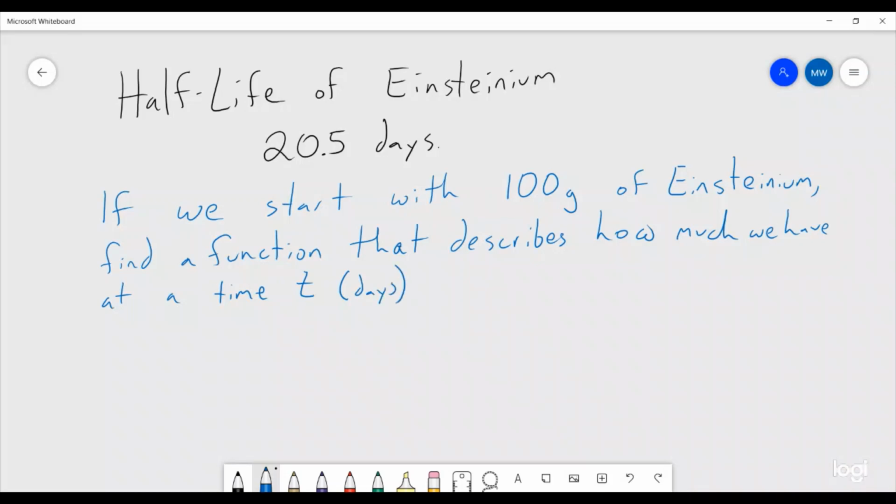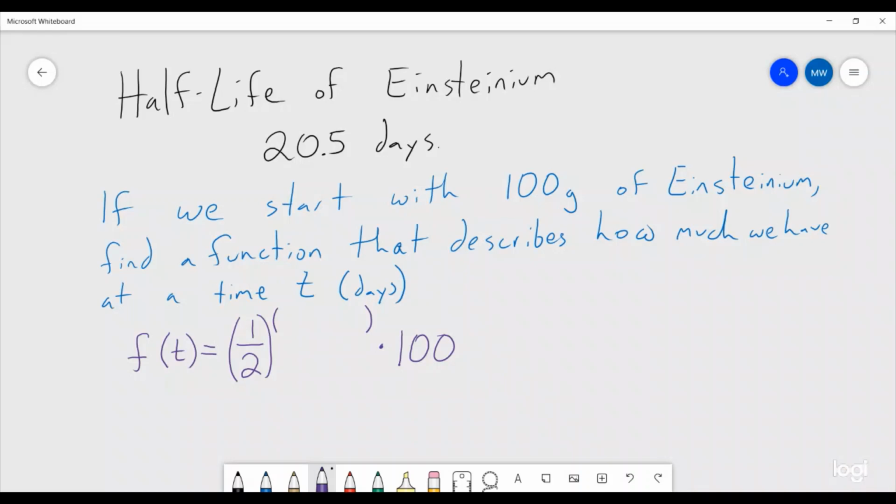So how might we approach this problem? Well, one way we could do it is we could say that f of t is the amount that we have. Well, every 20.5 days, we're going to have half as much as we did. So we could say this is a 1/2 raised to something, but then we have to multiply it by how much we started with. Well, we started with 100 grams.